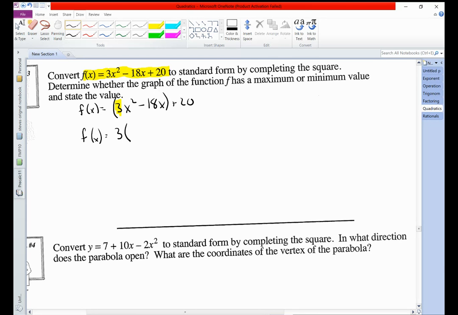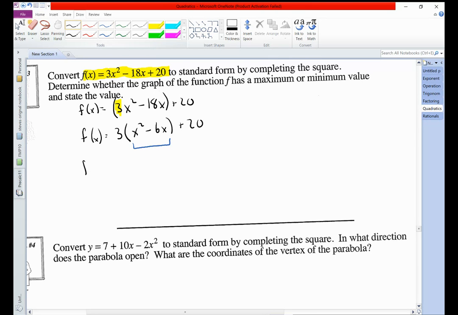So that 3 comes out, and we're left with x squared minus 6x, and then we have plus 20. And now what we're going to do is look at what's left in the brackets, and we're going to try to create a perfect square trinomial.